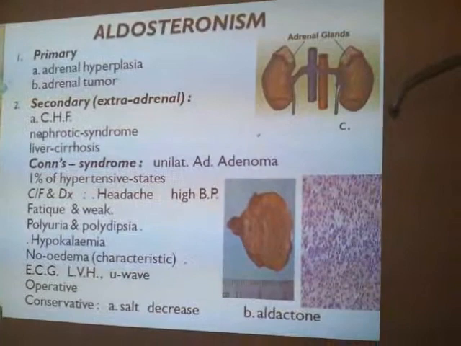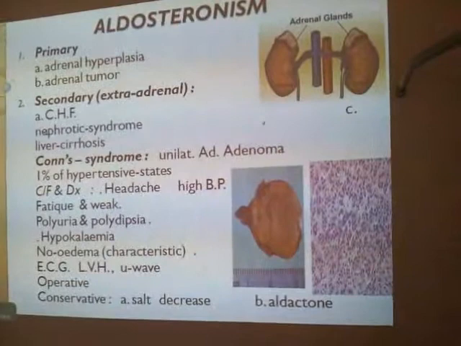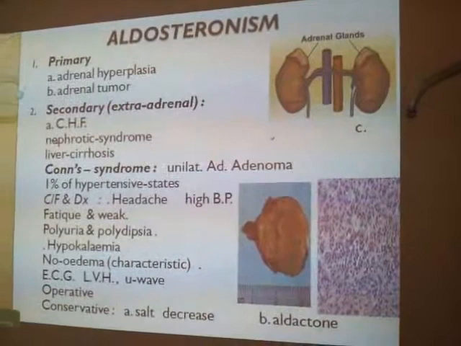As far as unilateral adrenal adenoma, what is called Conn syndrome, it was diagnosed in 1955, and it was unilateral rather than bilateral. As you see in the picture in front of you, the histopathological picture and the tumor macroscopically are rich with lipid, and it is a non-invasive, non-malignant, benign adenoma secreting excess aldosterone, and constitutes 1% of hypertensive states. If you collect all patients, the whole population with hypertension, 1% of this hypertensive population is related to this unilateral adrenal adenoma or primary aldosteronism.